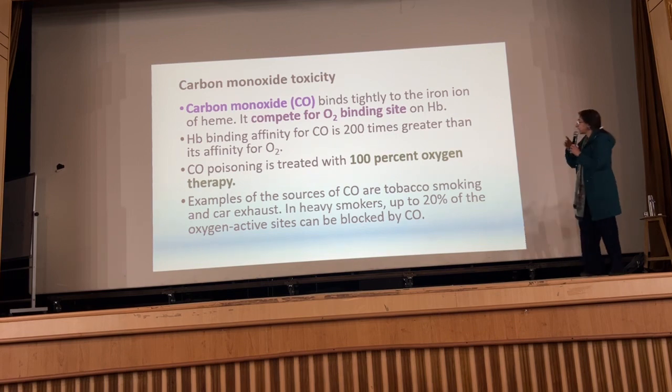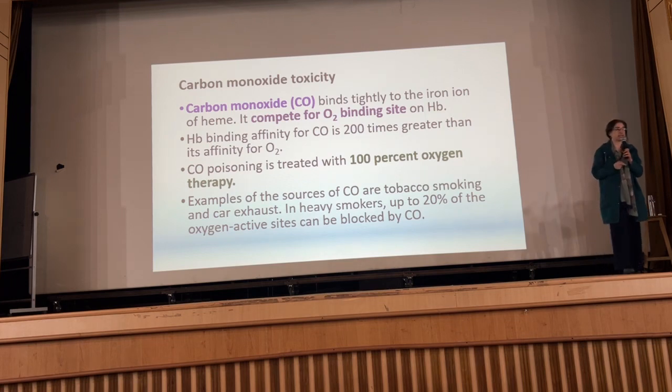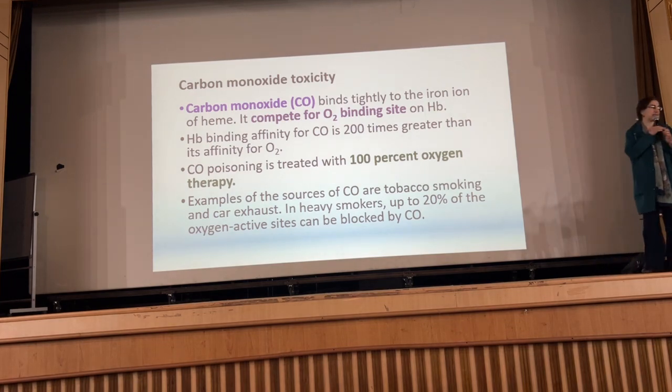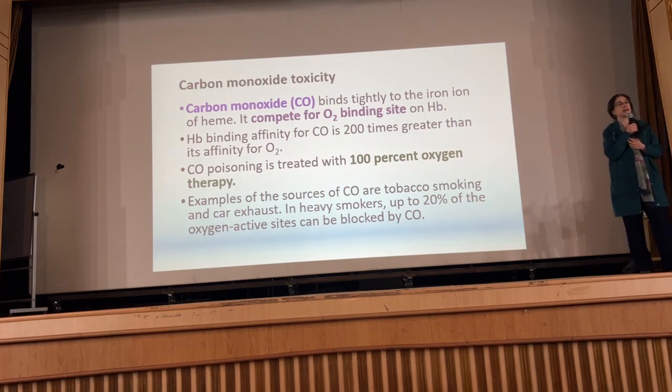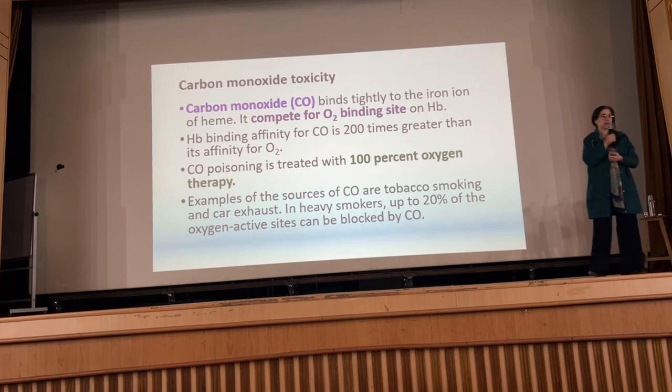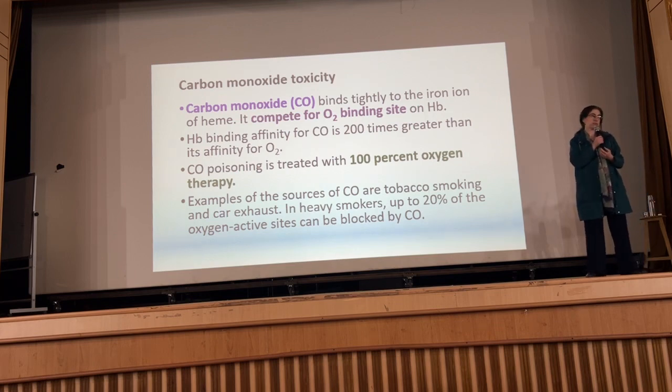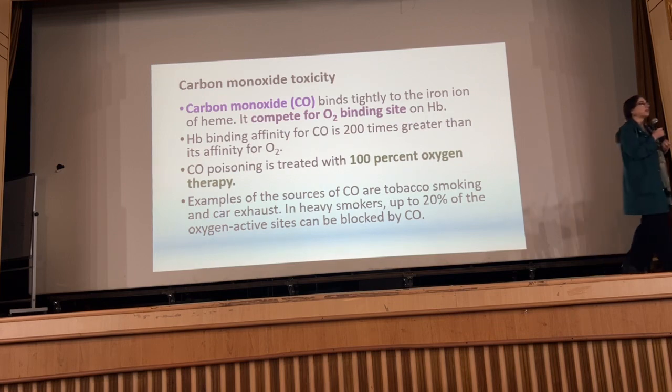Not only that, it has a higher affinity, a higher ability to bind hemoglobin, about 200 times more. Can anyone tell me why? Stable. Oxygen is stable. Any idea why? What?